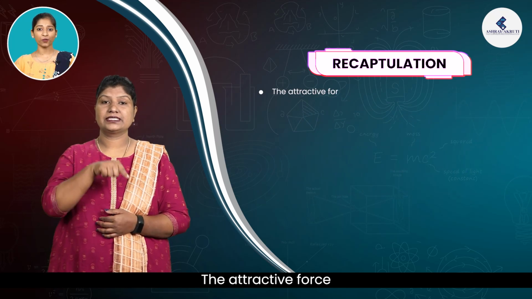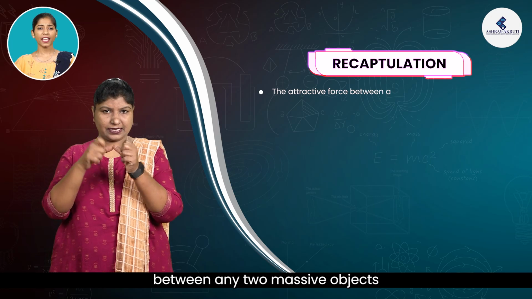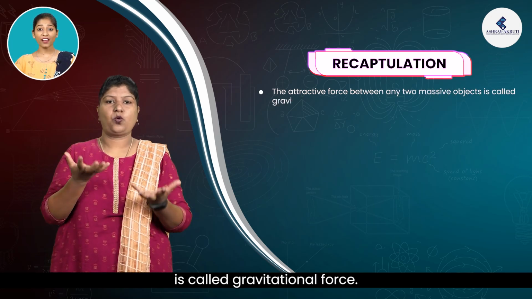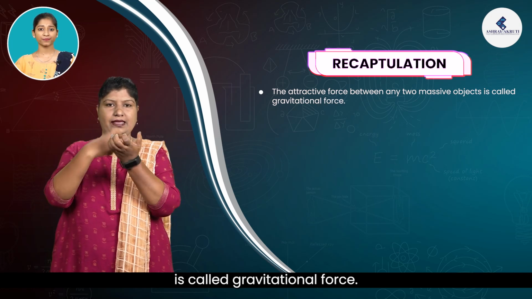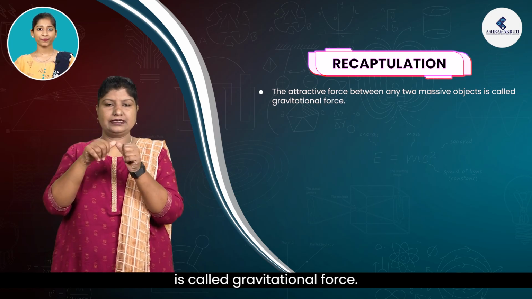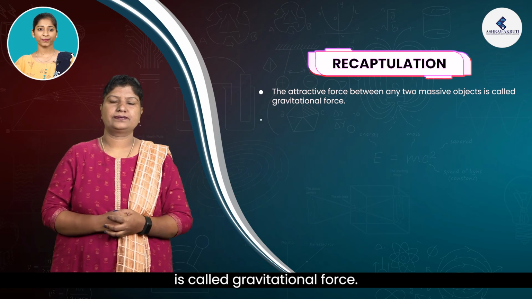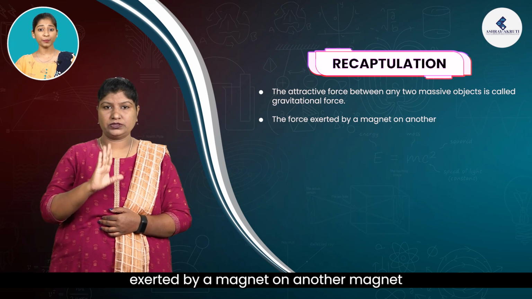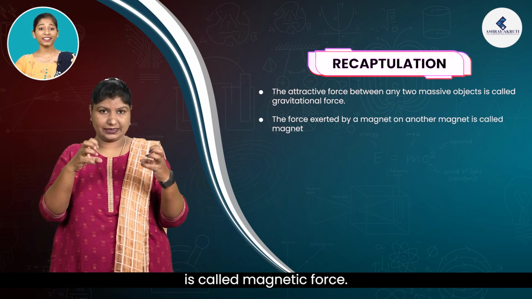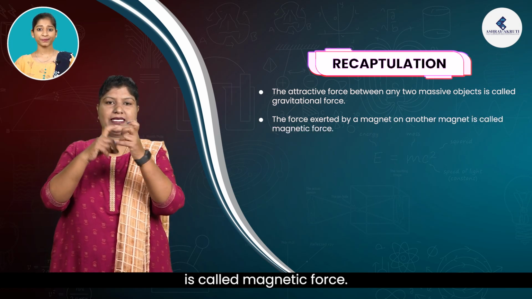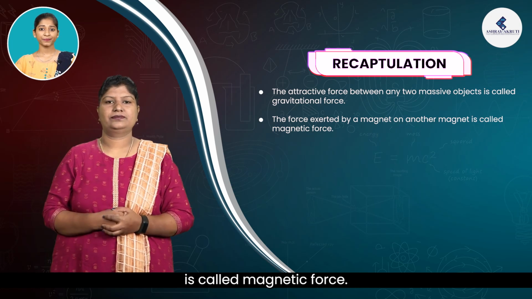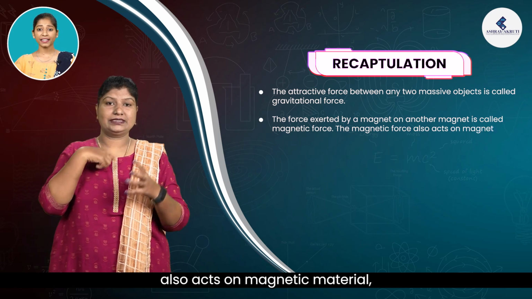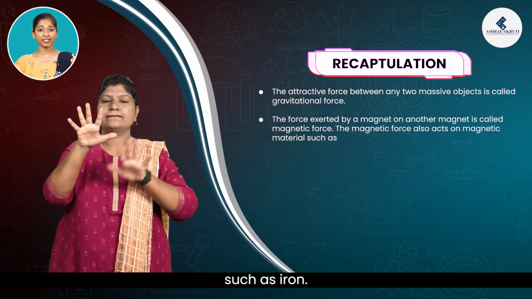The attractive force between any two massive objects is called gravitational force. The force exerted by a magnet on another magnet is called magnetic force. The magnetic force also acts on magnetic material such as iron.